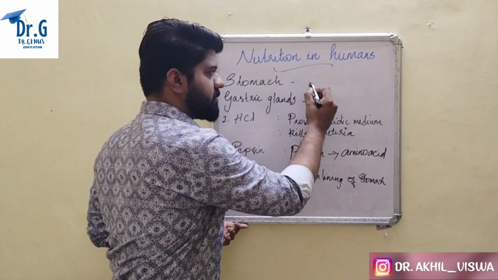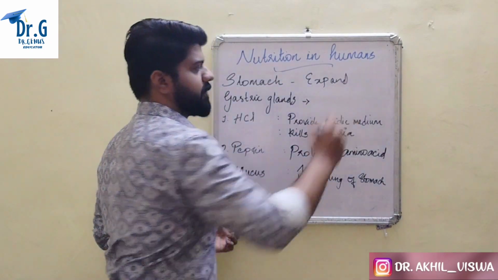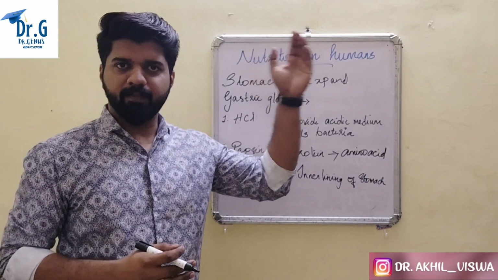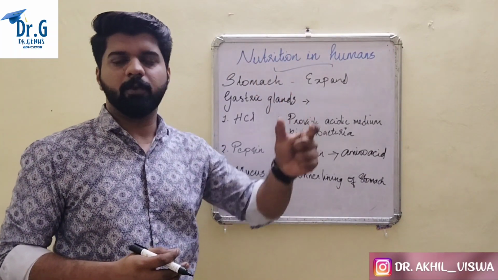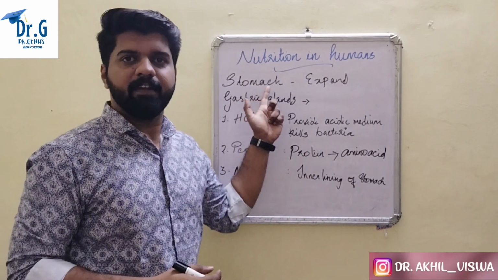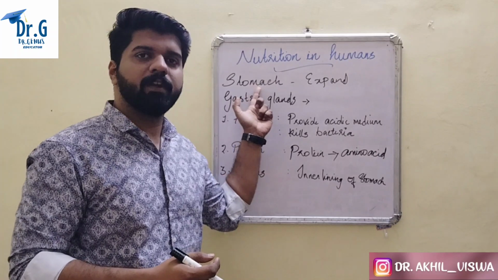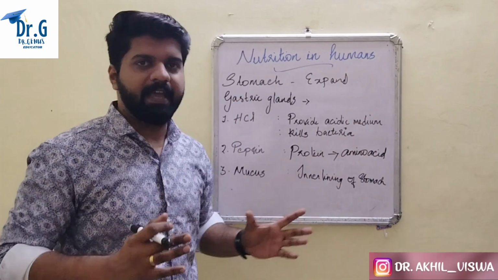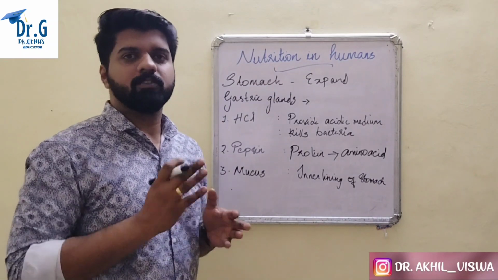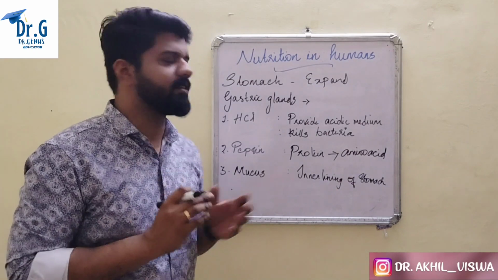The stomach is the largest organ and it will expand when it receives food from the esophagus. So now where is the food? It is ingested through the mouth, then it reaches the food pipe called the esophagus, then finally it reaches the stomach. When the broken-down food reaches the stomach, what happens? The stomach will expand its size. For what? To store the food materials. So this is the largest organ and it expands when food is received.